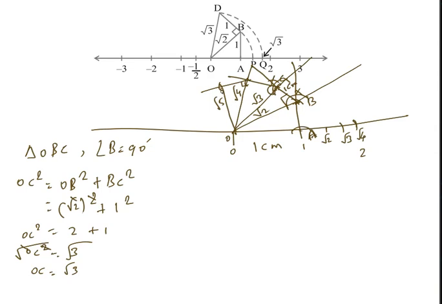Next we can mark root 5 also. Where will root 5 come? It will come exactly after root 4. Root 5 will come here, after 2. And root 6: from here draw one perpendicular, and from here draw an arc of 1 centimeter. At this point, if you join with the origin, we'll get the length of root 6.